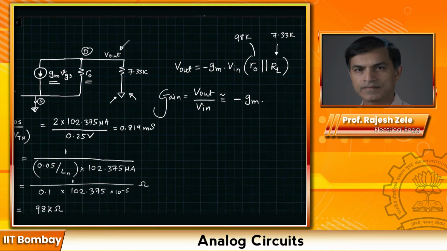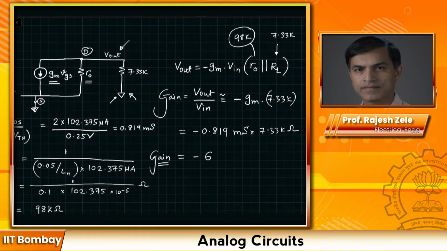To do a quick approximation, I'm going to assume that I can ignore this 98K compared to 7.33K. Again, this is just for a quick analysis. If somebody asks you in an exam setting or anything like that, you should do the parallel combination of the two resistors. Here it would be minus 0.819 millisiemens multiplied by 7.33K ohms. So this will come out to be minus 6. So our voltage gain is minus 6.